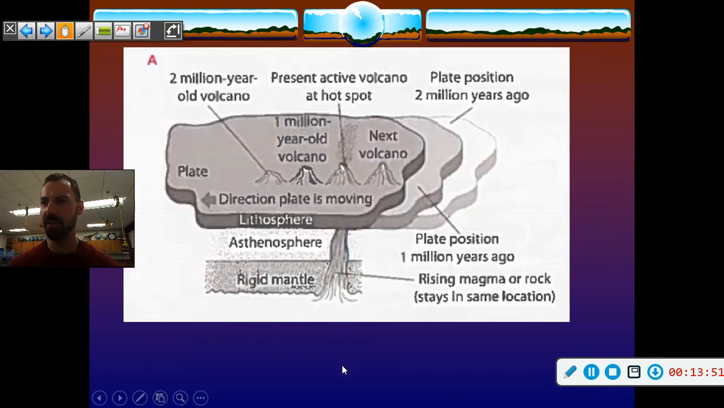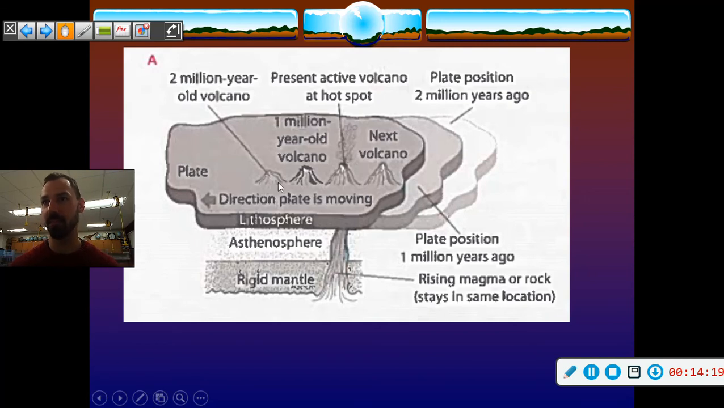Okay, so here it is. This is the way it works. Obviously magma is going to come up through that weak point. It's going to be an active volcano. It's going to make your mountain in that area, which becomes an island. Then it's going to move out of the way after it stops erupting, and then another one will pop up in its place. So think of it like a conveyor belt of making volcanic mountains which turn into islands.